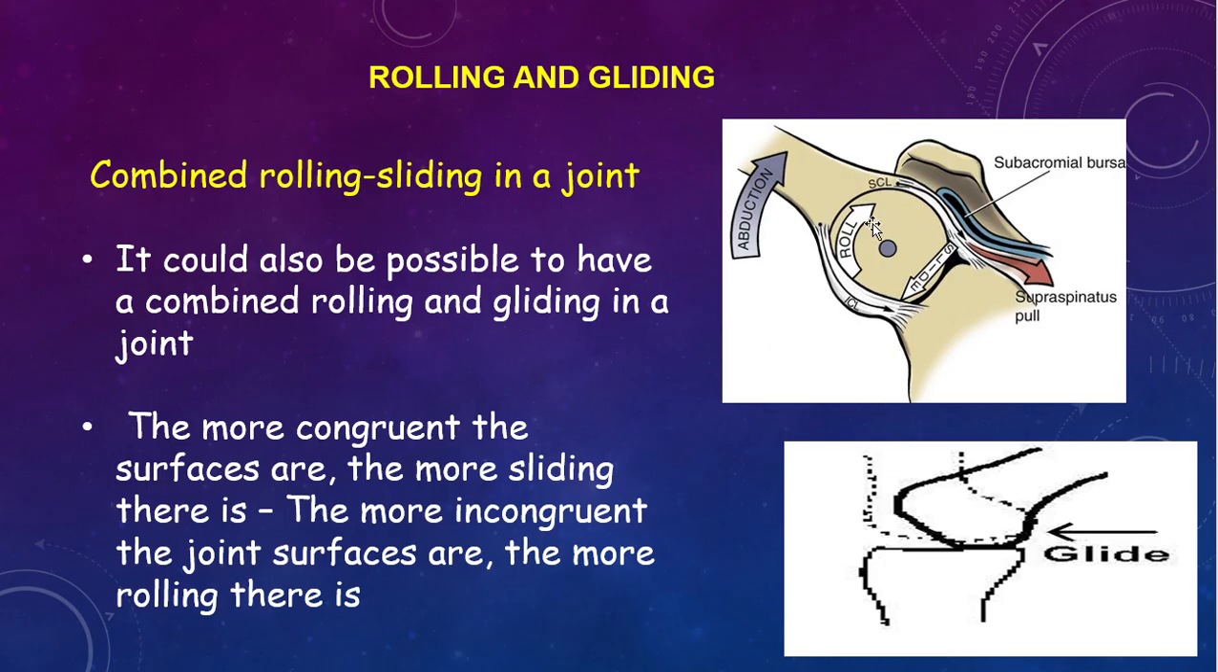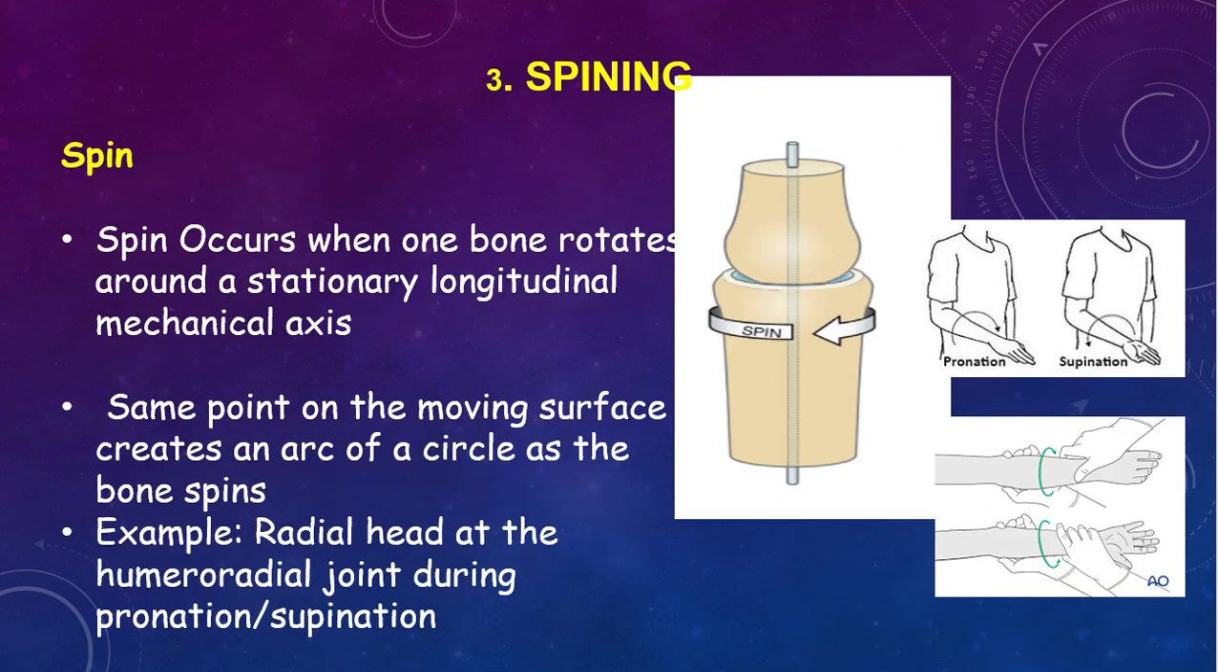But when you look at the glenohumeral joint, you see the head of humerus is a perfect circle, and the glenoid cavity is just like half or one third of the head of humerus and is concave. So they are incongruent. So in such a joint, more rolling will take place. So the more congruent, the more gliding; the more incongruent, the more rolling. Is that clear? Then we move to the third arthrokinematic movement, which is spinning.